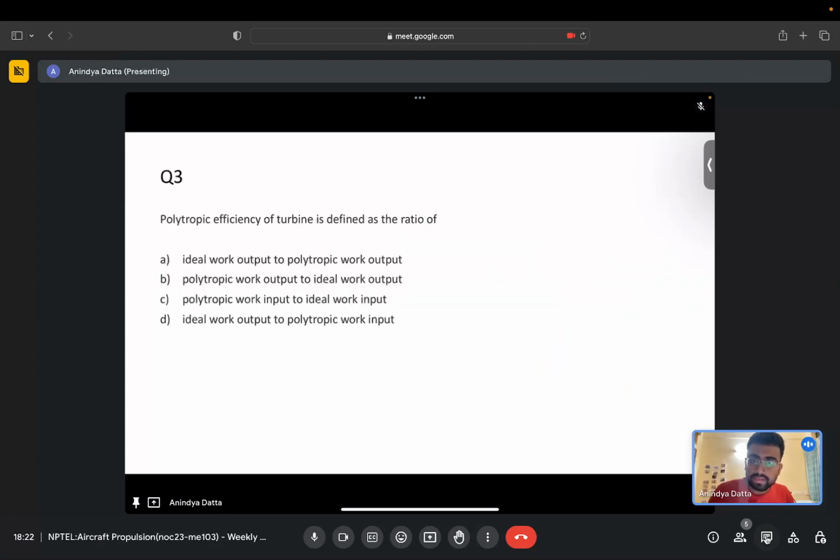Question 3, this is pretty straightforward. Polytropic efficiency of a turbine is defined as the ratio of: ideal work output to polytropic work output; polytropic work output to ideal work output; polytropic work input to ideal work input; or ideal work output to polytropic work input. So which is the correct option here? Option A.